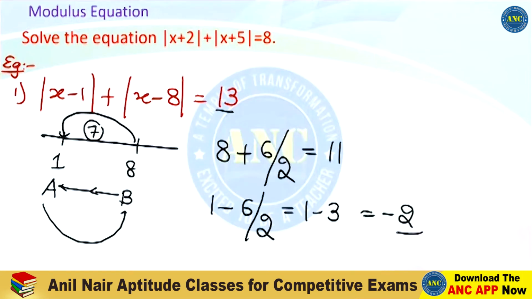Which is minus 2. I hope the idea is clear. 11 minus 1 is 10, 11 minus 8 is 3. So 10 plus 3. Minus 2 minus 1, 3. Minus 8 minus 2, 10. 10 plus 3 is 13.